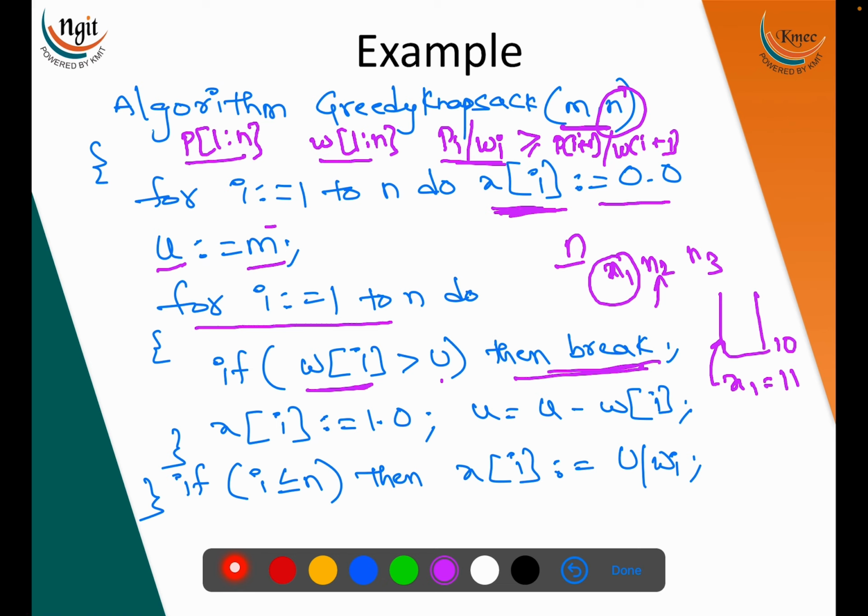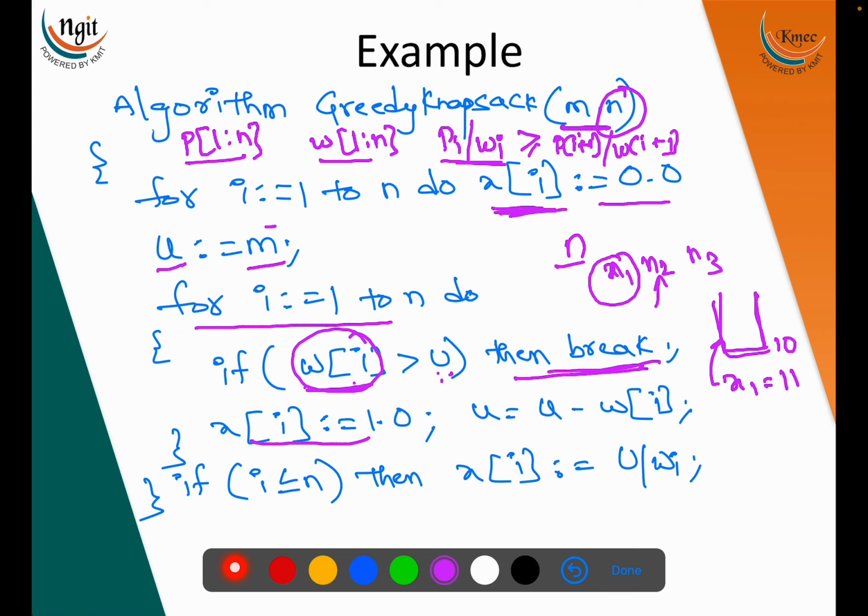Now for the second item also, we'll check whether the weight of that particular item is greater than the bag capacity. If it is greater than the bag capacity, then there is no use of placing the item into the bag. If it is not, then we will place that item inside of the bag and we will cut or ignore that weight, whatever it is placed.